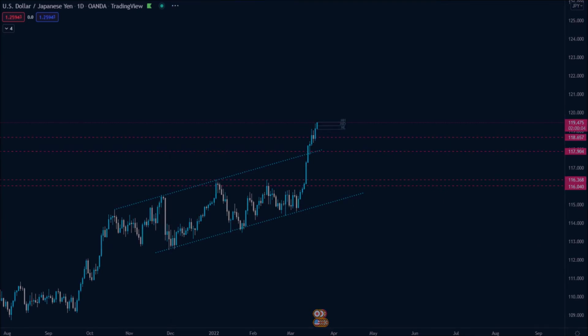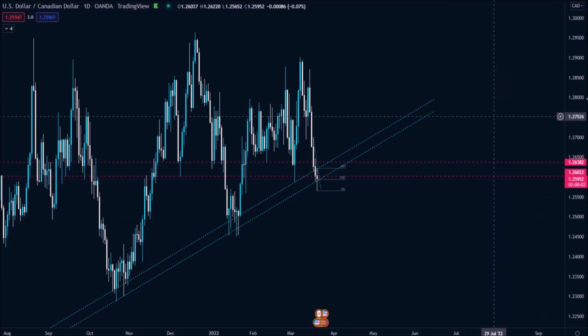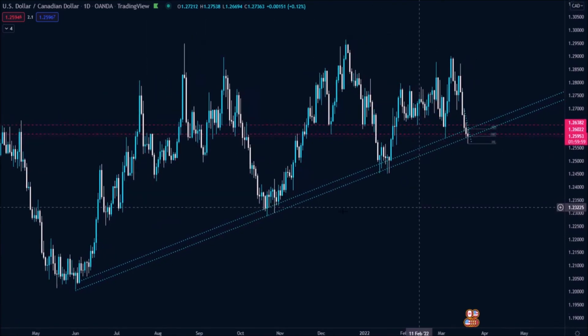Dollar CAD, an interesting position here on the daily. We have some daily structure, support, and support.